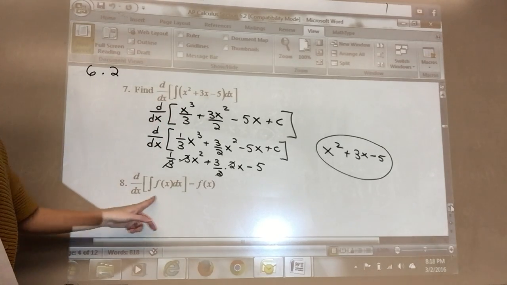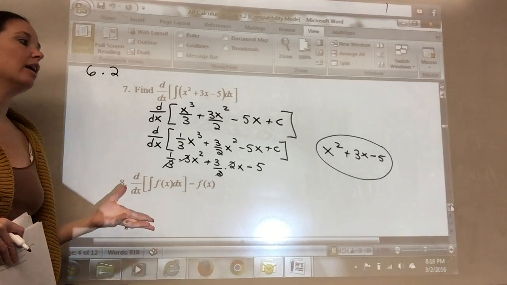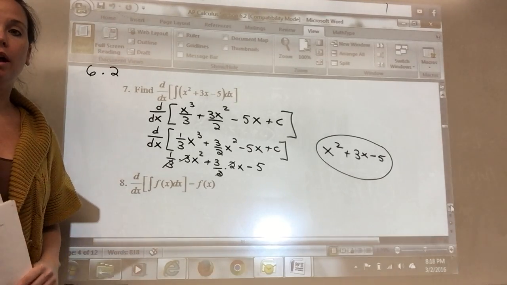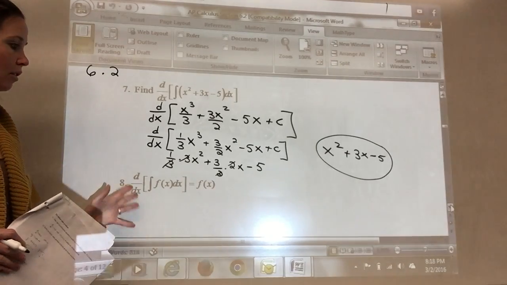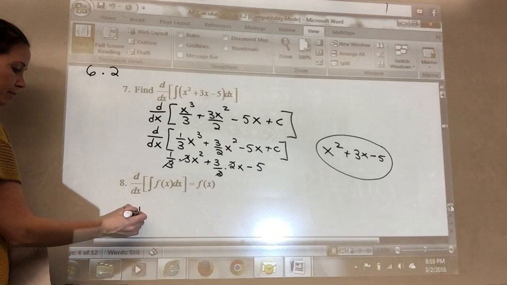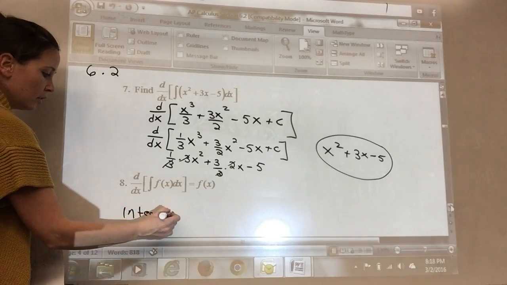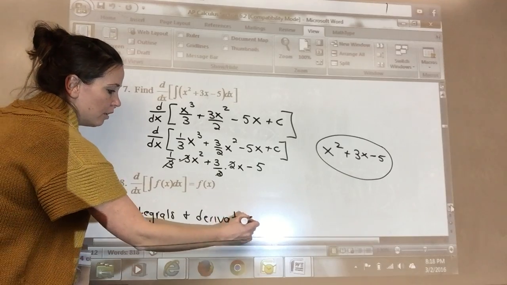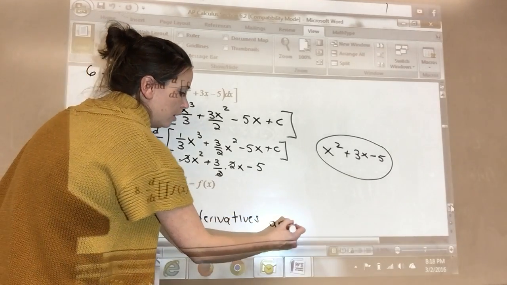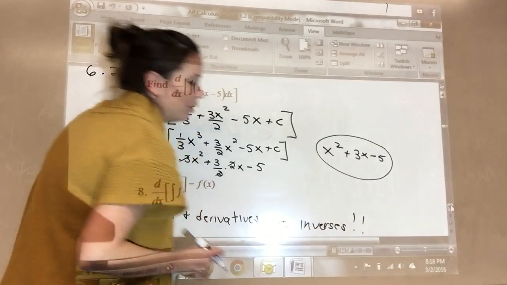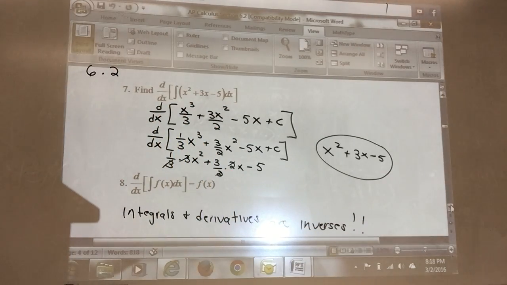And therefore, what 8 is summarizing is finally, instead of just saying that these are opposites, we can say, hey, look, these are what? These are inverses. Okay? So if you want to put something here, you could put something like integrals and derivatives are inverses. I'm hoping you were thinking all along. Okay? All right, we are just about finished.